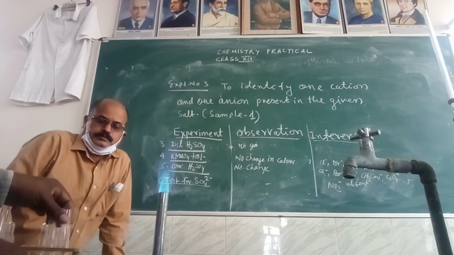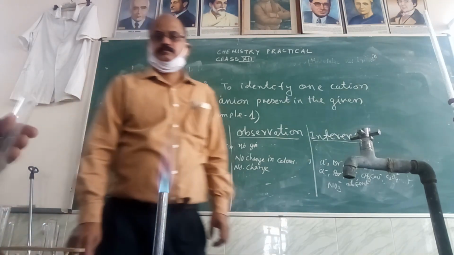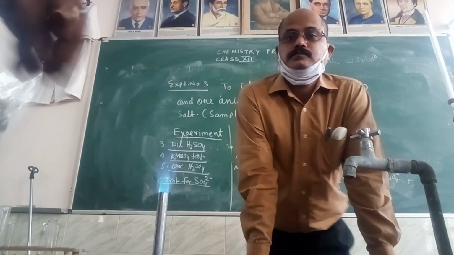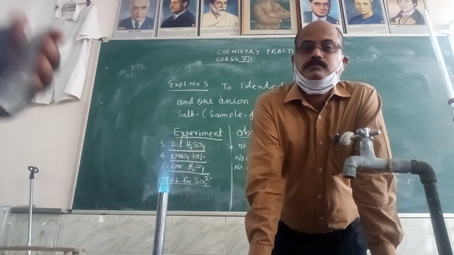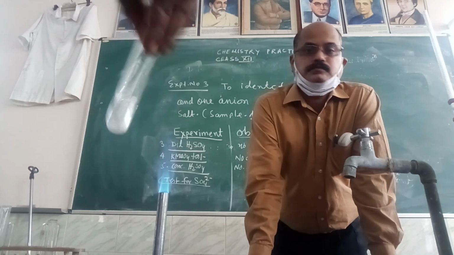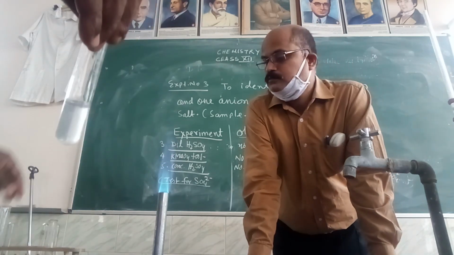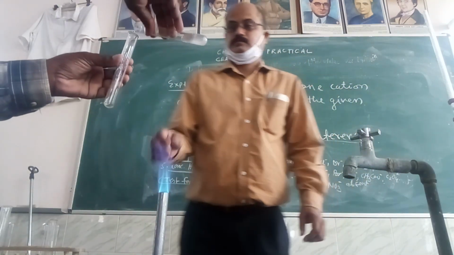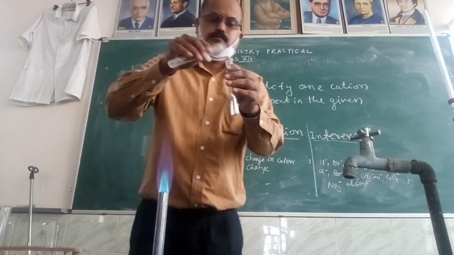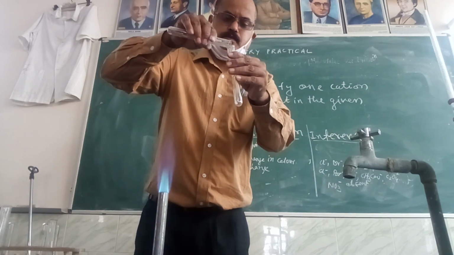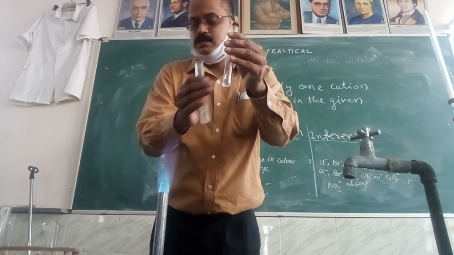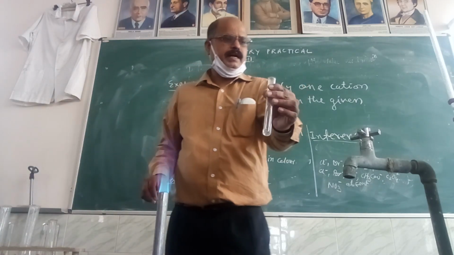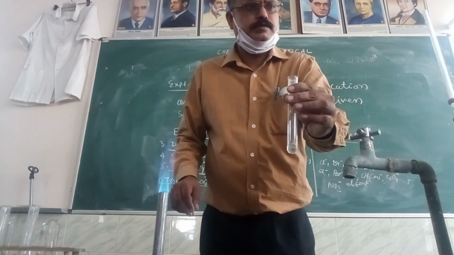For sulfate ion, you have to prepare a salt solution. Take the salt in some water and prepare a salt solution. After preparing the salt solution, you take a few drops of the salt solution in a test tube. I've taken a small quantity of salt solution in a test tube. Now we are adding barium chloride solution to it.